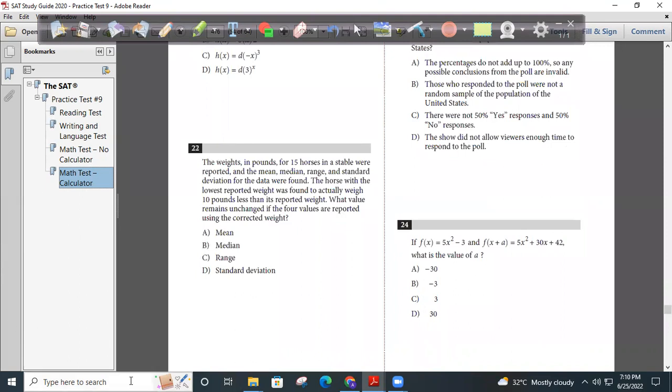Okay. Everyone try to solve and give me your answer for 22. Don't worry about what exactly is happening here. Don't worry about range and standard deviation. Range means highest minus lowest. Standard deviation means how much the data is deviating.